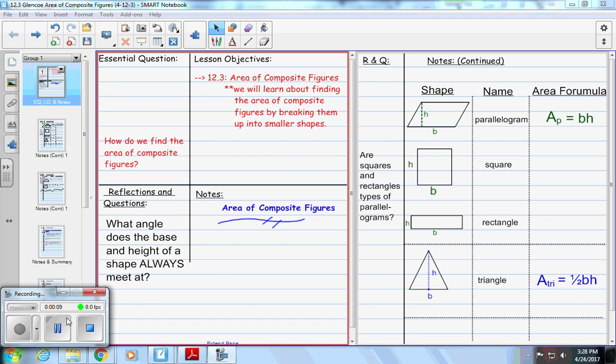We're learning about area of composite figures. And something you're going to want to keep in mind as we go through this whole lesson is you're trying to be able to answer this first reflection question. What angle does the base and height of a shape always meet at? Go ahead and pause here and copy down what you see.